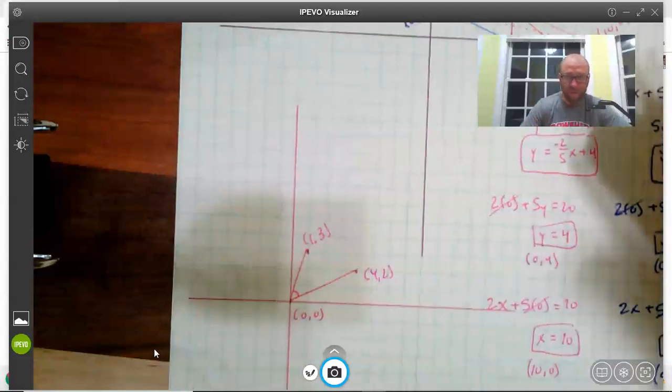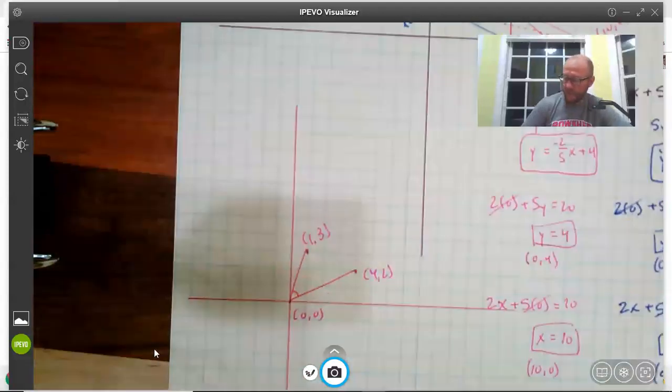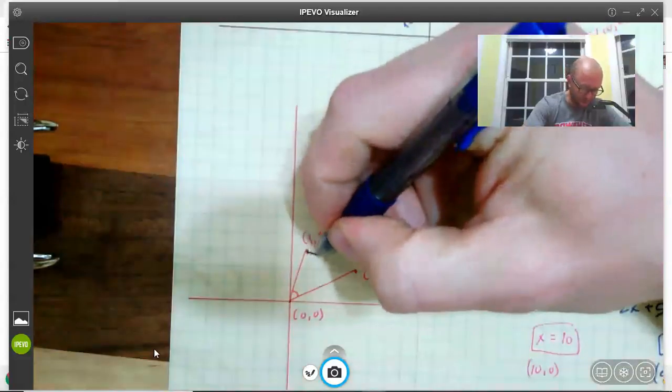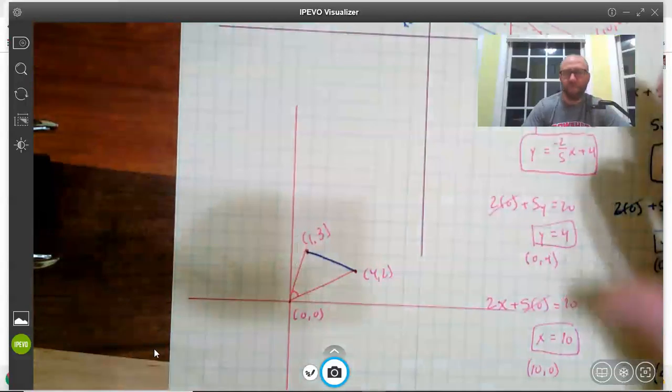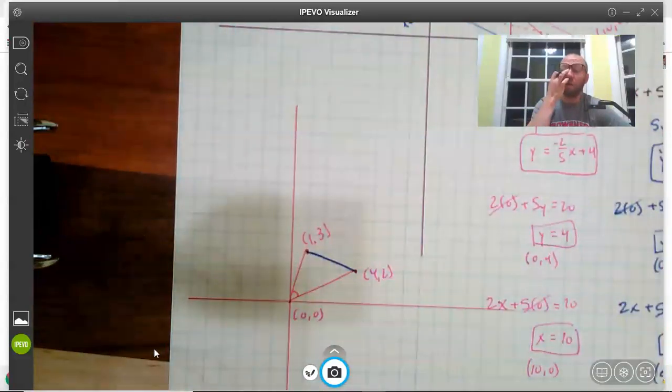What I'm going to do is I'm going to actually add a little something to this diagram. I'm going to add this right here. I'll connect these. There. Now I have a little triangle, and I do know something about the angles in a triangle, that they all add up to 180.